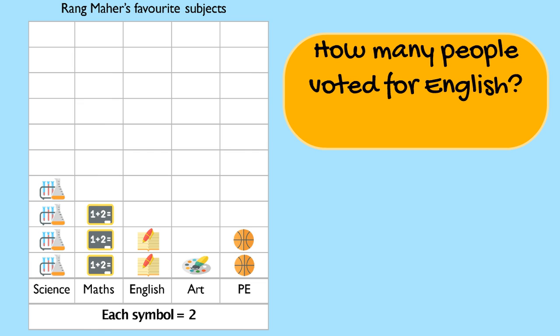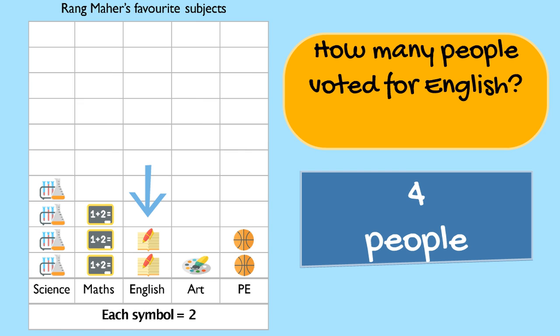Now that you know each symbol is worth 2, how many people voted for English? Remember, each symbol is worth 2 votes now. Pause the video and write down your answer. Well, you should have got 4 people voting for English. 2 and 2.